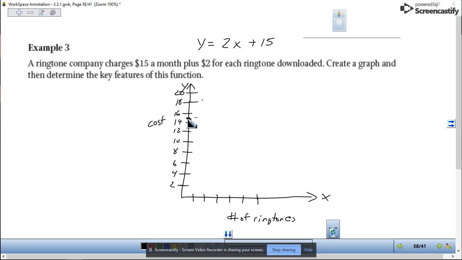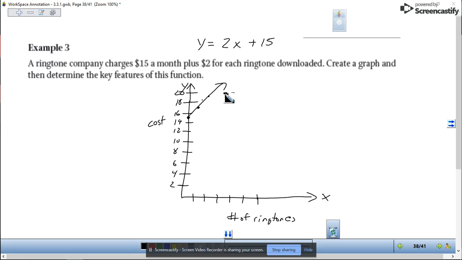So 0, 15 is where we're going to start. Okay, and then at 1, we're going to go up 2. So basically, I'm going to go up to 16, 17 over 1. And then 18, 19 over 1. And that's enough for me to get the idea. So we're going to talk about the key features.